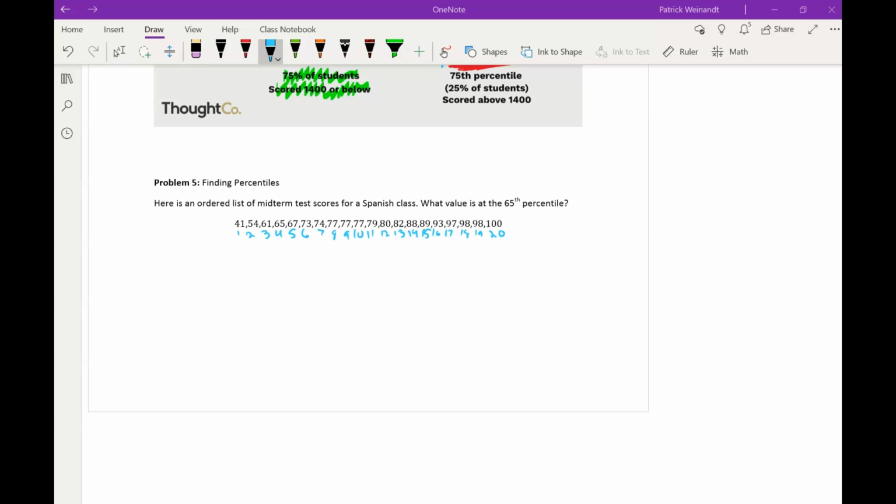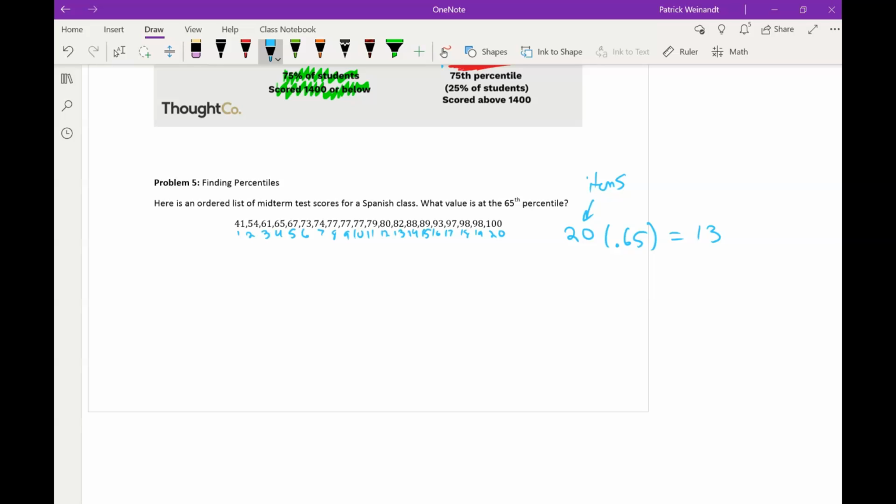Well, if we have 20 items and we want to know what's at the 65th percentile, we can take that times 65%. So 20 times 65% or 0.65 gives me 13. So we get 13 here, which means, you want to be careful, it's not the value 13, that's not the number, it's the 13th item. Since we have 20 items, and they're ordered in ascending order, you have to have them ordered for this, the 13th item should be the 65th percentile.